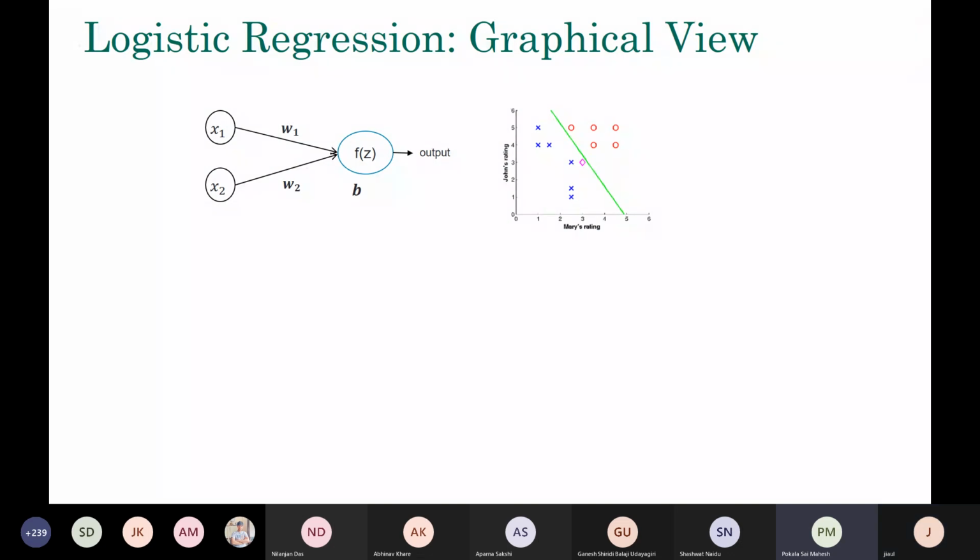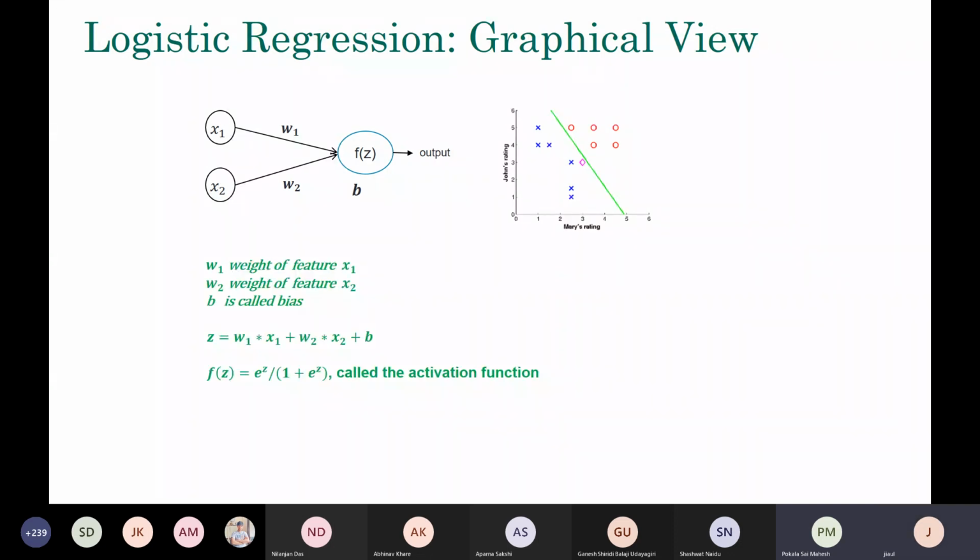You have two inputs, x1 and x2, and their associated weights: the weight for x1 is w1, and the weight for x2 is w2. Then you have an activation function, in this case f(z), with a bias b, and the activation function produces an output value. That is the graphical representation. If I put the logistic regression function in a neural network like expression, I can put it this way.